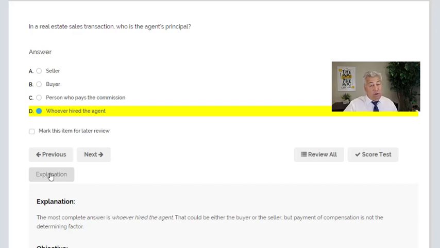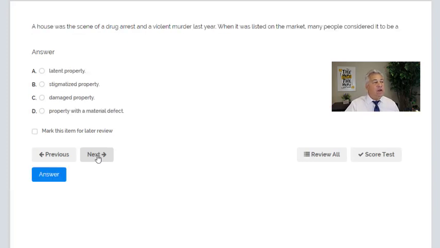In a normal real estate transaction, the buyer's agent is paid by the seller. Isn't that odd? You're getting paid to represent the buyer against the seller, but you're being paid by the seller. The source of compensation does not determine agency. Moving right along with our next question.